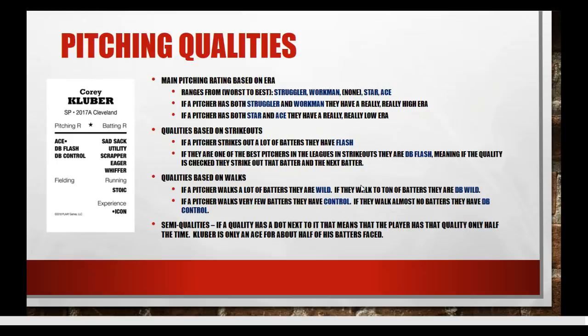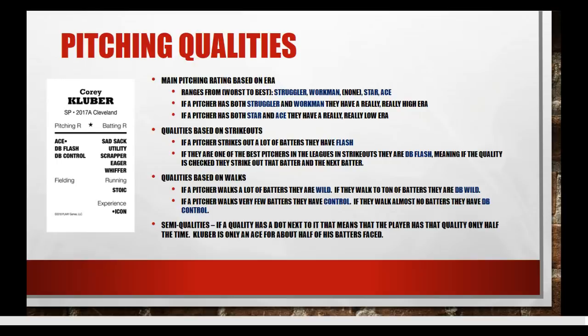All right, then we have the pitching qualities themselves. So this is Corey Kluber still, and we're going to be talking about what these qualities are. First of all, we have the main pitching rating, and that's going to be based on the ERA. For Corey Kluber, he's a semi-ace. These pitching qualities are, from worst to best: struggler, workman, none, which means average, star, or ace. So if there's none of these abilities there, that means they're average ERA.